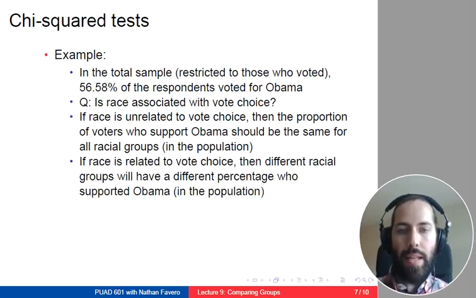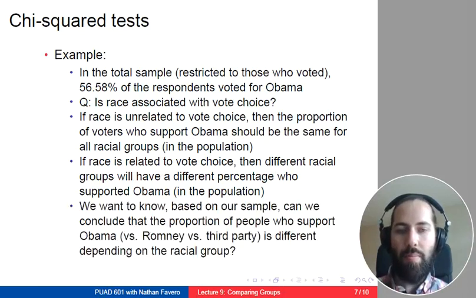If race is related to vote choice, if the two variables are related to one another, then the different racial groups will have different percentages who supported Obama in the population. So in our sample, we can see whether or not there's differences and then use the chi-squared test to tell us whether or not those differences are big enough that we can kind of definitively conclude, or at least tentatively conclude, that those differences are going to extend into the population. In other words, we want to know, based on our sample, can we conclude that the proportion of people who voted for Obama versus Romney versus third party is different depending upon which racial group we're looking at.